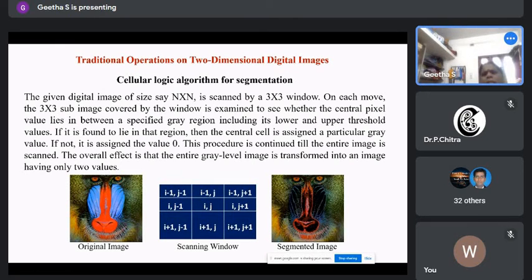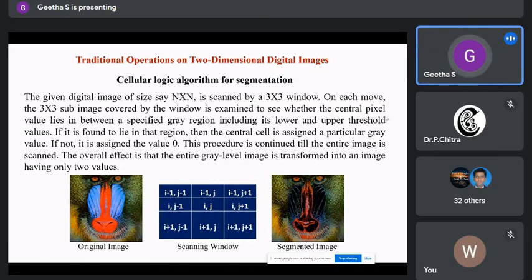So next one, cellular logic algorithm for segmentations. So how is the particular segmentation applied? A digital image of the size n by n is scanned by a 3 by 3 window. The 3 by 3 sub-image covered by the window is examined to see whether the central pixel value lies in between the specified gray region, including its lower and upper threshold values.